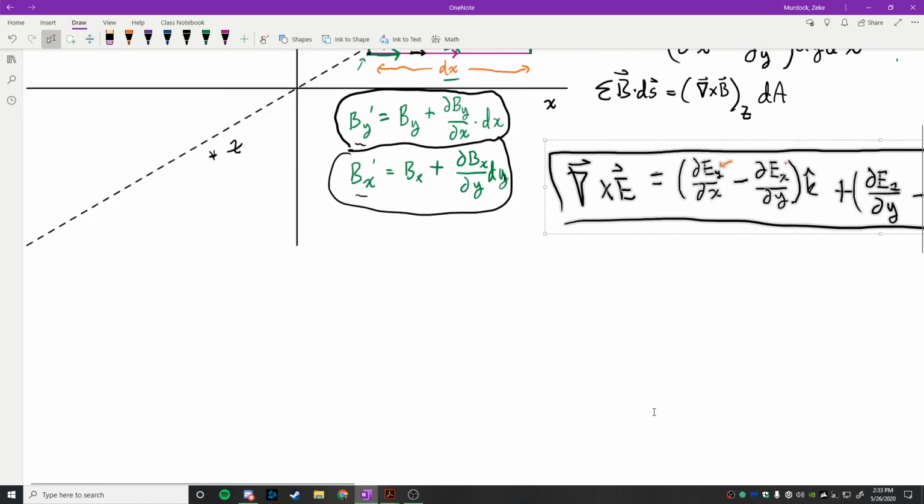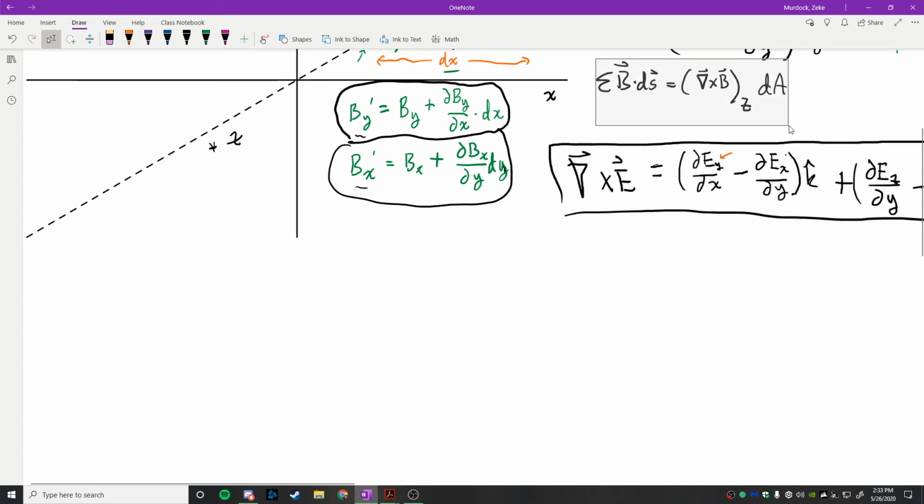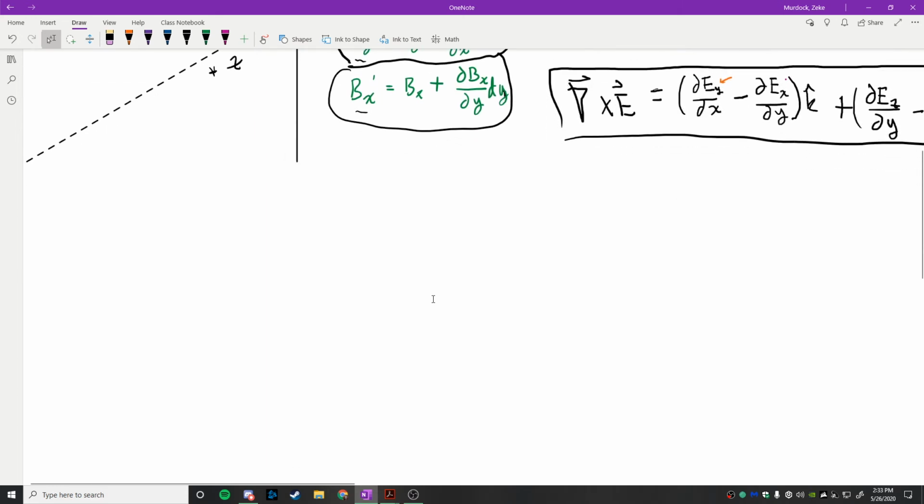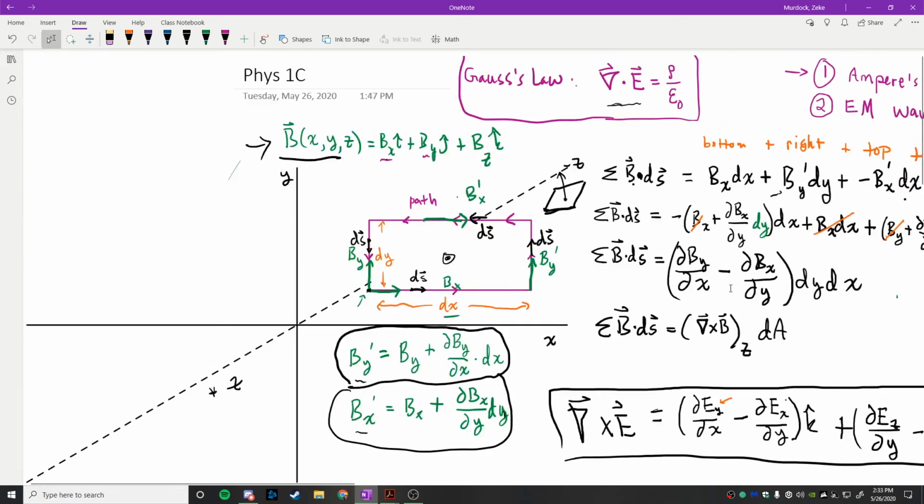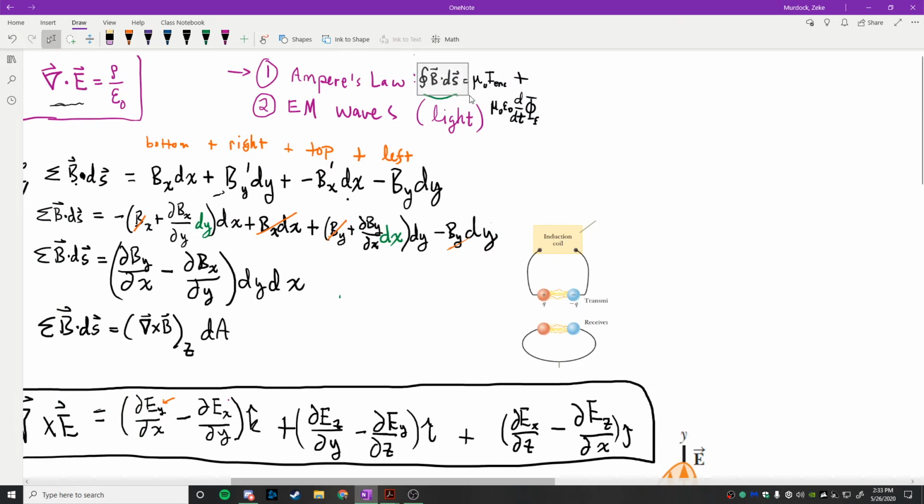Now, what I would say now is let's take this expression here. Let's copy it so I can do some more work with it down here. So we know that the sum of b dot ds ends up being equal to this, right? But we're really interested in talking about the integral of b dot ds through everything.